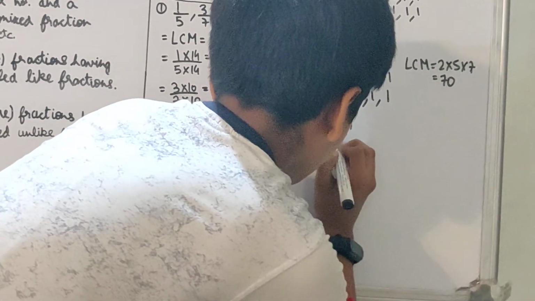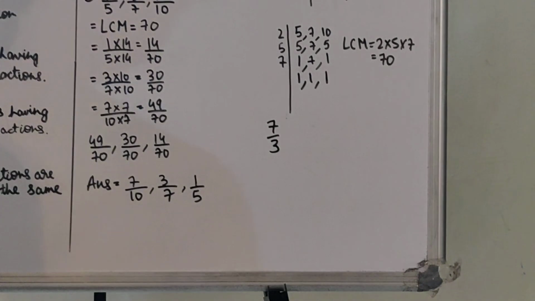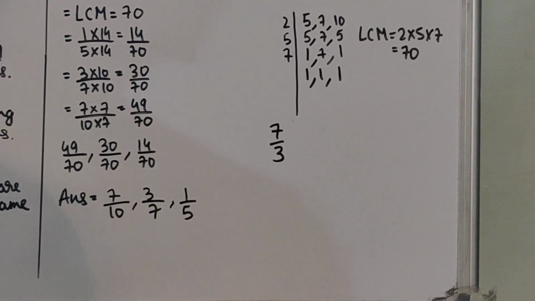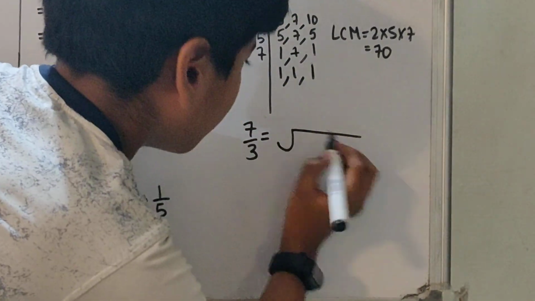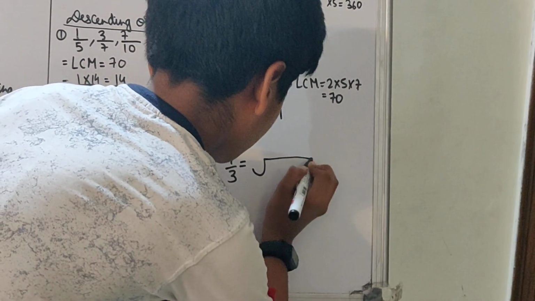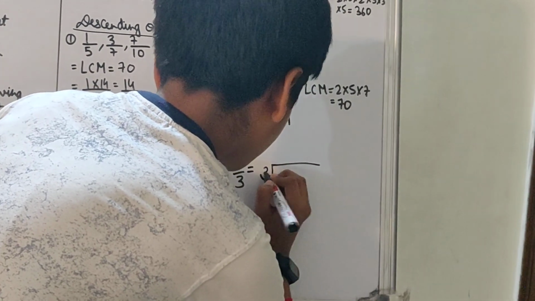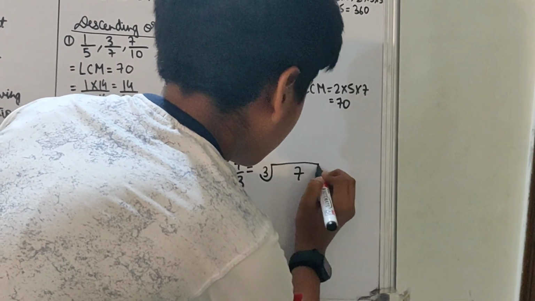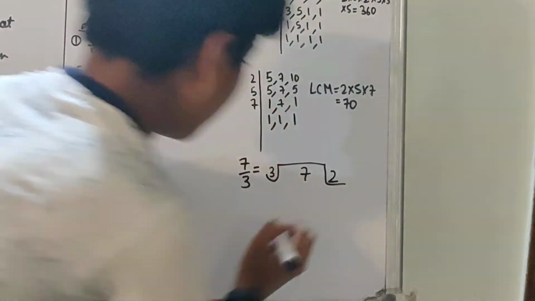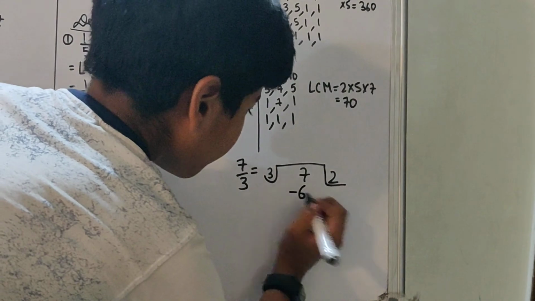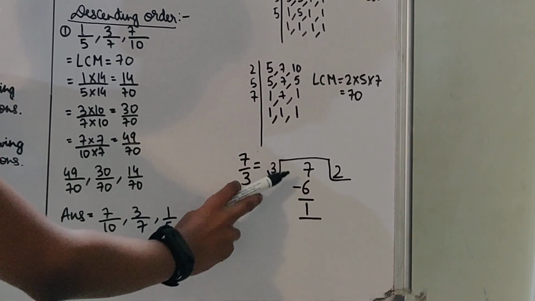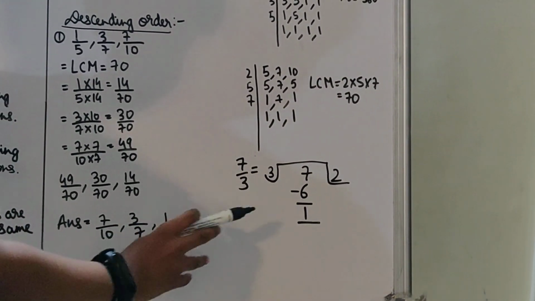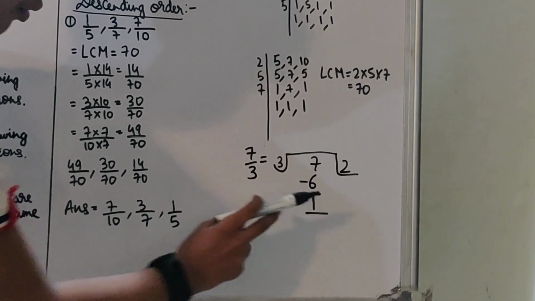Suppose 7/3. So this is an improper fraction, and now to convert in mixed fraction, just divide. So we will do the division like this. 3 and 7. 7 should be divided by 3. So 3 2s are 6. 7 minus 6 is 1.